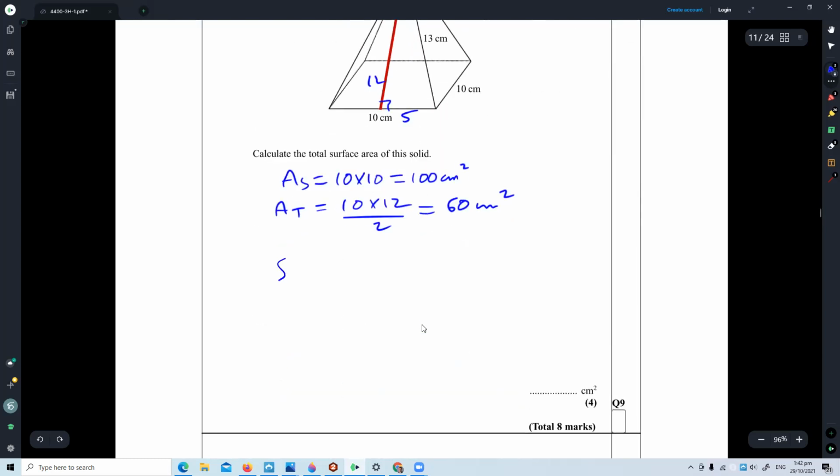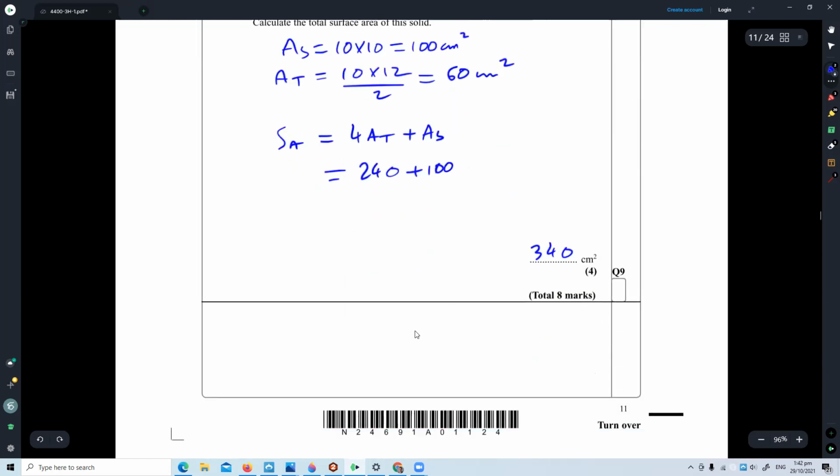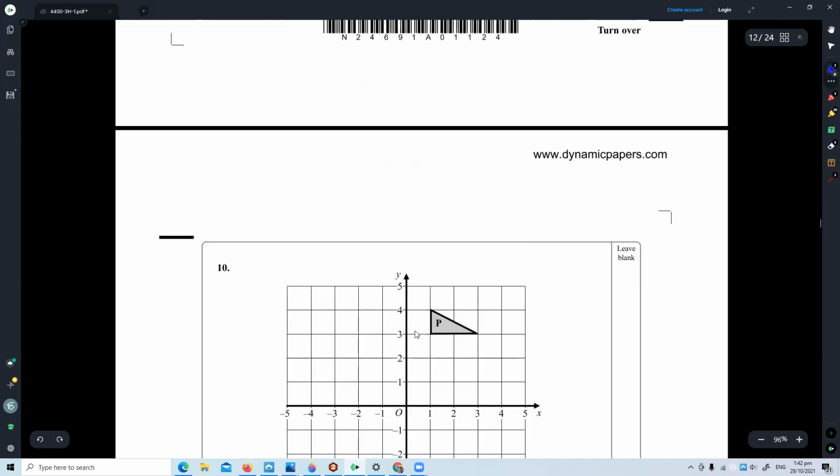So the surface area is equal to 4 areas of triangles plus the area of the square. So 4 times 60 is 240. The area of the square is 100. So this should be 340 cm squared. Okay, so we're happy with that. That was worth 4 marks.